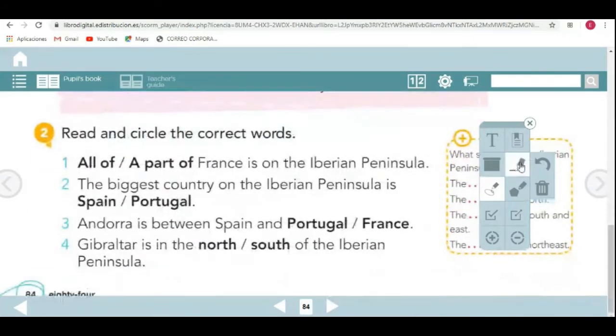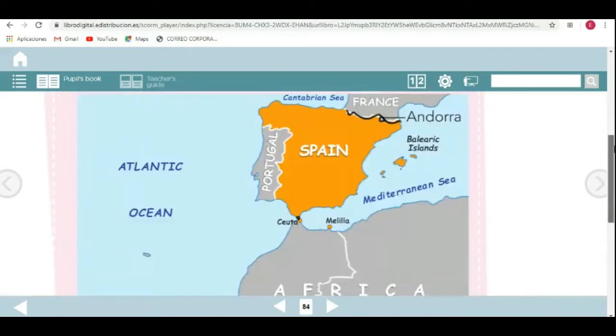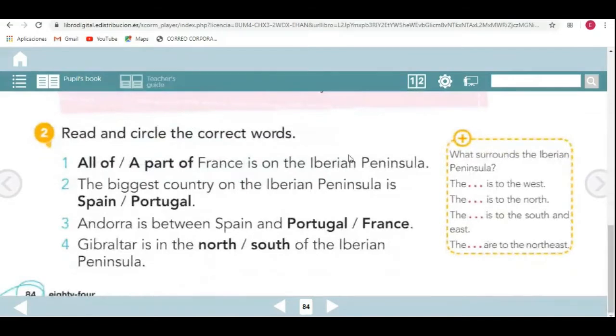Now let's go to activity number 2. The instructions say, read and circle the correct words. Number 1. All of or a part of France is on the Iberian Peninsula. If we go to the map, here you can see if all France, or only a small part of France, forms part of the Iberian Peninsula. If you think that all of the land of France forms part, write all of. If not, a part of.